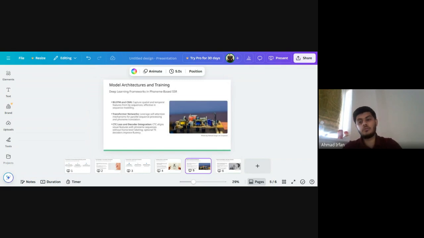Here we will discuss model architecture. In terms of architecture, I trained and evaluated two types of deep learning models. First was the BiLSTM, a long short-term memory model trained using the connectionist temporal classification loss, or CTC. This is particularly good for sequential data where alignment is not always clear. Second, I trained a transformer-based model, which excels in sequence-to-sequence learning, especially for converting phoneme predictions into readable text.